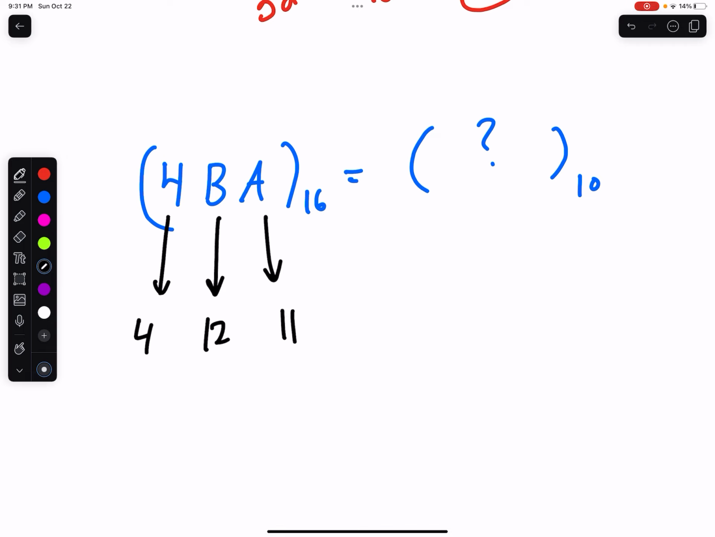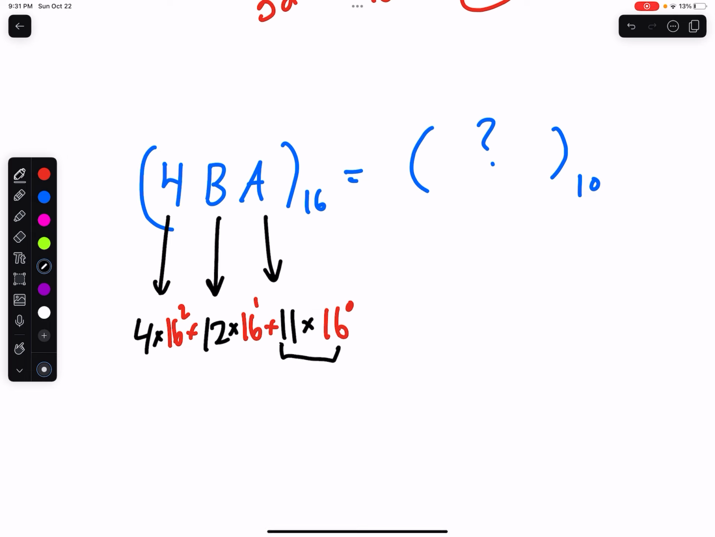Now, keep in mind, each one of these digits is a power of 16. We have 16 to the 0, 16 to the first, and 16 to the second. Because that's what hexadecimal means. That means 6 and 10, so base 16. All right, so now we got to deal with some powers of 16 here, folks.